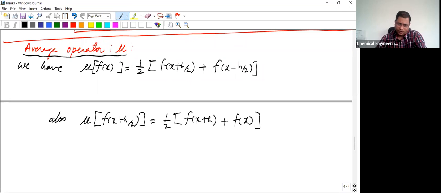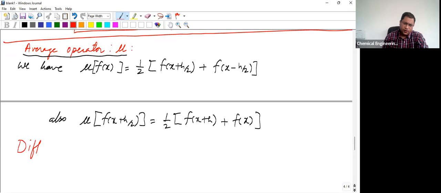So whatever we have here, I have plus h by 2. So add h by 2, it will become h. And subtract h by 2, it will become f of x. So in central difference, we consider minus here. In average, we consider plus and then half of that, so that we are able to get the average of these two quantities. And that's why it is going to be the average operator.